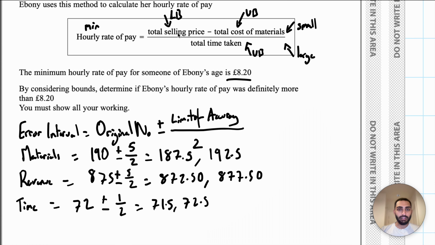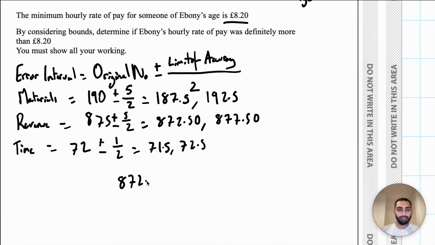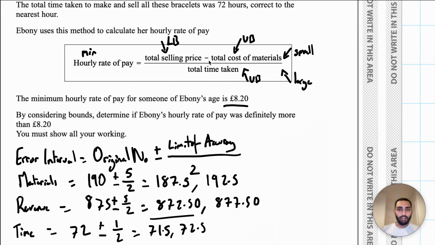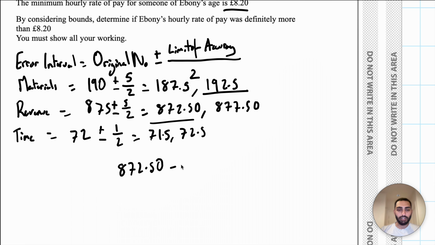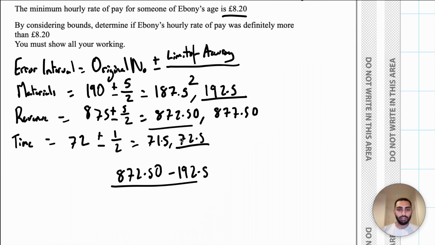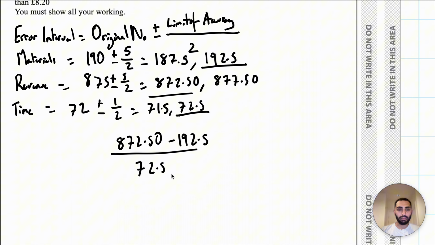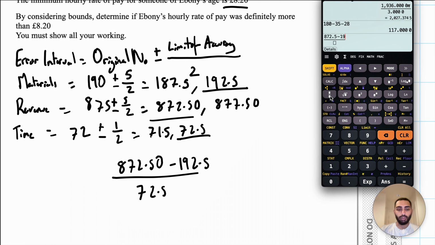So the total selling price, we're using the lower bound, which would be £872.50. It's that one. Minus the total cost of materials. We want the upper bound, so we're going to choose that one, minus 192.5, over, we want the upper bound for the total time taken, so we're going to choose this one, 72.5. And then we'll compare it with £8.20. So 872.5 minus 192.5 over 72.5.